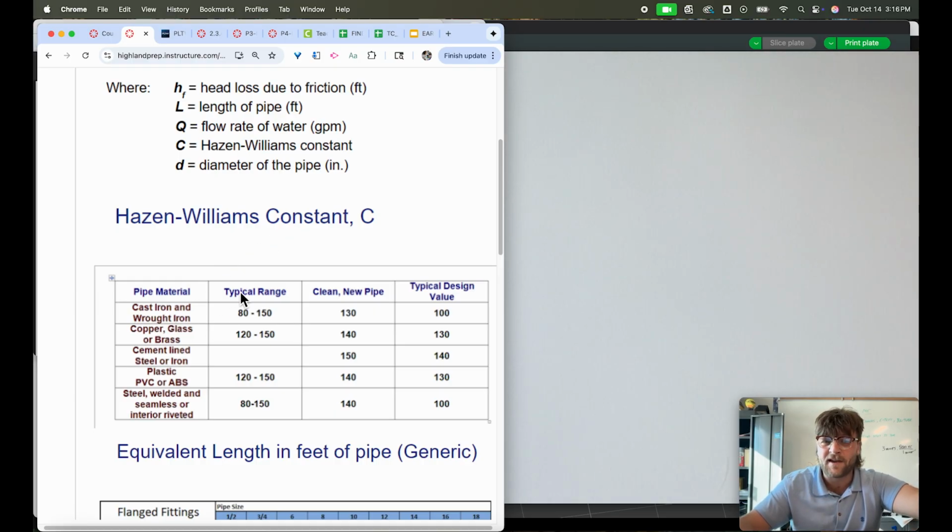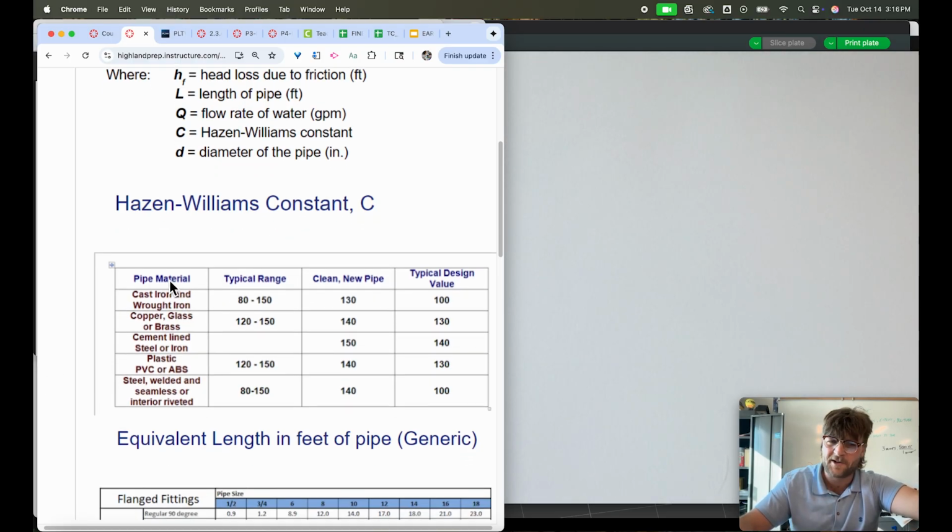To find that, we've got to look at this table here, just as we talked about in class. There's the pipe material down here, so you'll find out which material corresponds to your problem, right? Your problem's going to say some specific type of material the pipe's made of. We're going to look at that row. If they specify, hey, it's a clean new pipe, so maybe it's a clean new cast iron pipe, you'd use the value of 130. If they don't specify that, we're just going to use the typical design value. So in this case, if they just say it's a cast iron pipe, great. The C value for that is going to be 100.